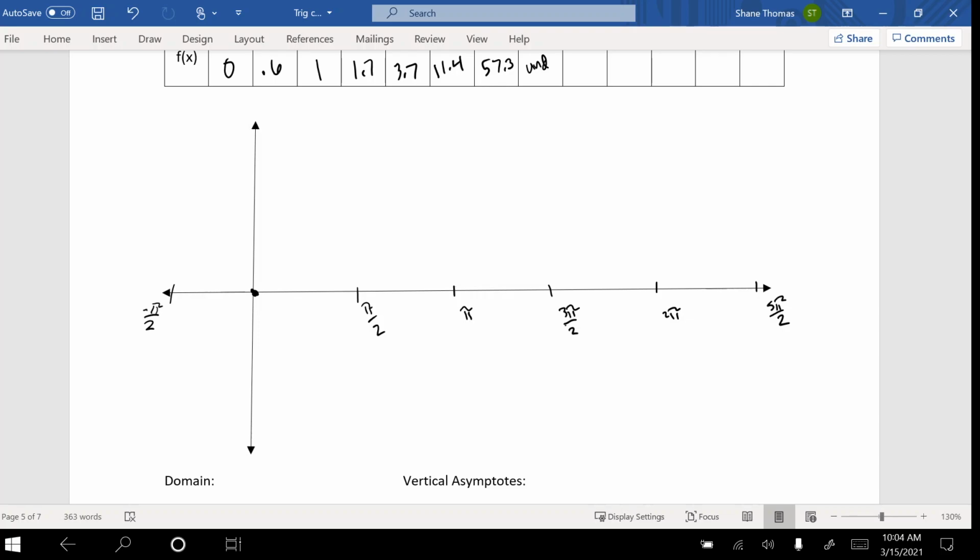That's why it's undefined. So when I have an asymptote, what you want to do is draw a dotted vertical line right here. Now, if you have one at positive pi over 2, you're also going to have one at negative pi over 2. And actually, we're going to have one at 3 pi over 2 and 5 pi over 2 as well. So I'm going to go ahead and draw those asymptotes.